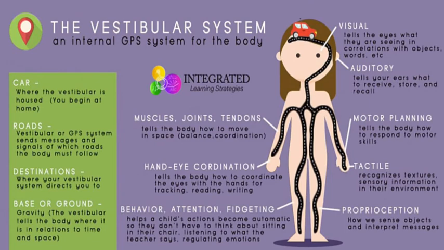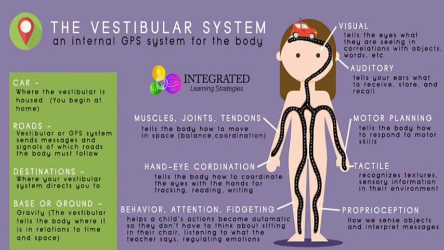The vestibular system is an integral GPS system for the body. This is an analogy I like to use for patients. So it's like your car, where the vestibular system is housed. You begin at home. Then you have the roads. So the vestibular or GPS system sends messages and signals of which roads the body must follow. Then you have a destination where your vestibular system directs you to go. And then you have the base or the ground. So gravity, the vestibular system tells the body where it is in relation to time and space.